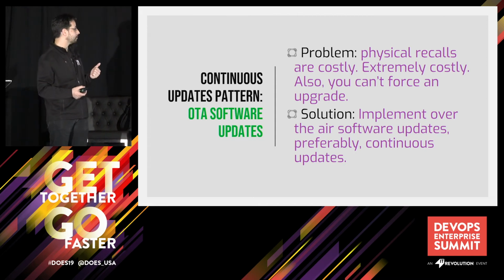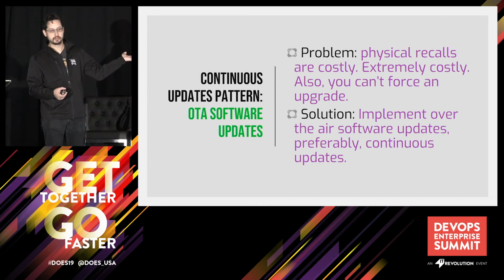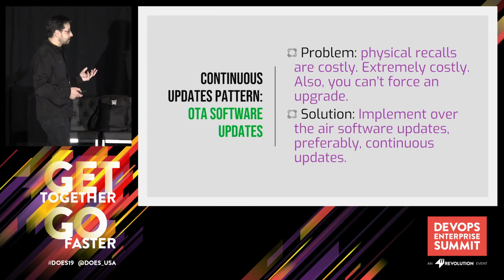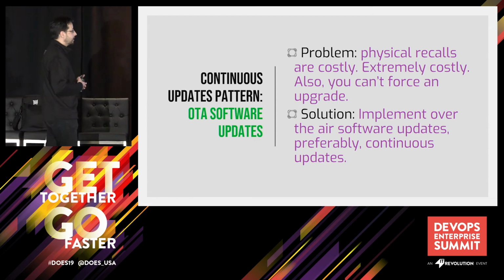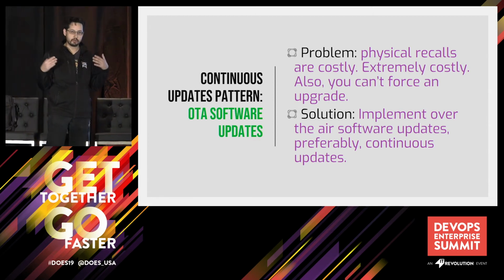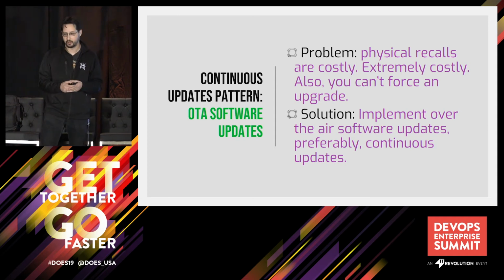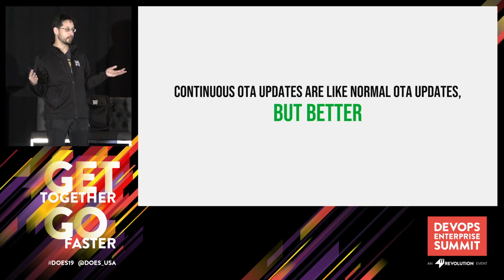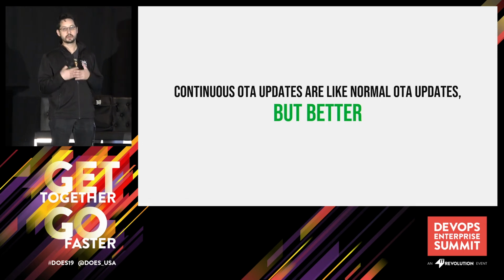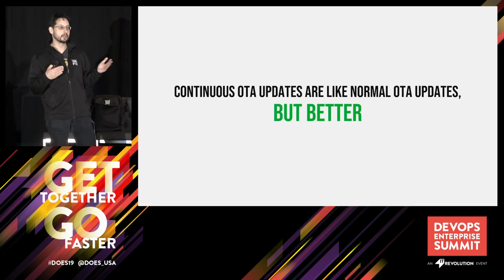So the answer here is over-the-air updates. Tesla does this. A bunch of other car companies do this. Jaguar is doing this as well now. And this helps you to avoid the problem of users not doing updates and also pushing updates when something critical comes out. So continuous updates are even better than over-the-air updates. And even though Tesla is doing over-the-air updates, they're not doing continuous updates.